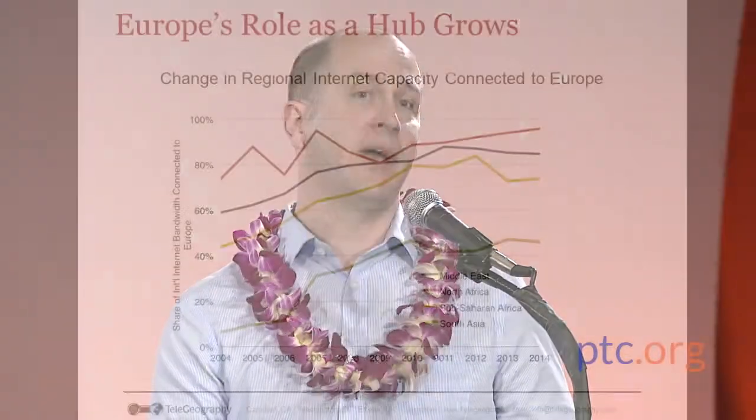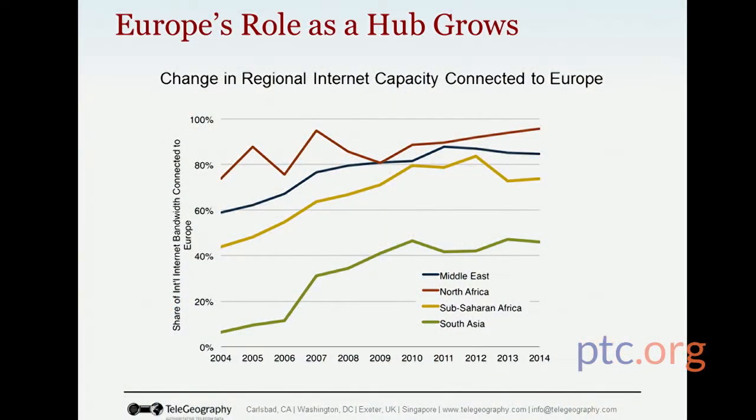So the second issue I want to touch on was what are the other hubs we're seeing emerging. So I did a similar chart looking at Europe. And Europe's role as a hub has definitely been growing in the past few years for many reasons. So this figure is showing the share of international capacity connected to Europe. So the lines here are some subregions within Asia and Africa. So North Africa, Sub-Saharan Africa, the Middle East, and South Asia. And they've all been on the rise.